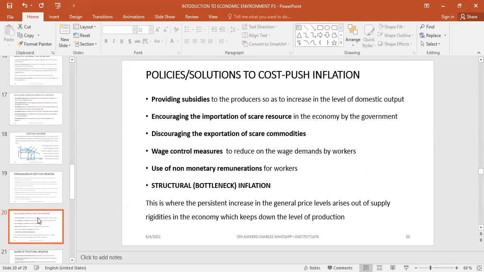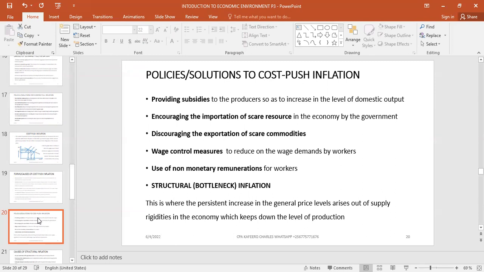Secondly, we can also encourage the importation of the scarce resources, because we know that if the cost of production has been increasing because the raw materials have increased in price, one of the factors that may cause the raw materials to increase in price is when those raw materials are scarce, when those raw materials are very few. We expect that those who have them will be charging highly.